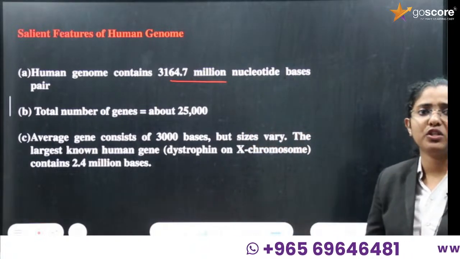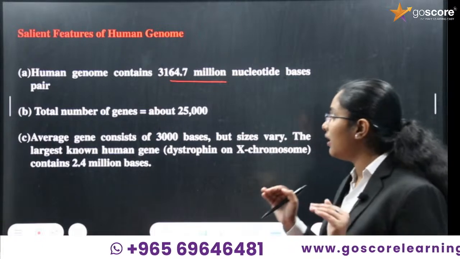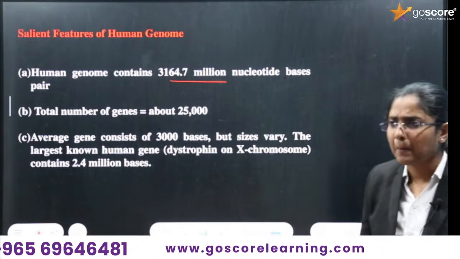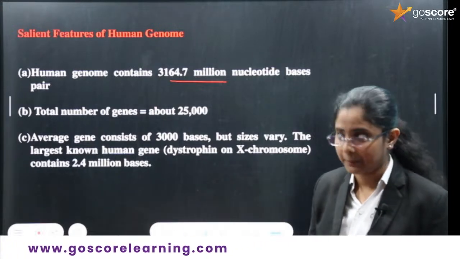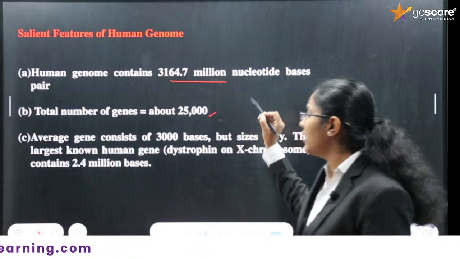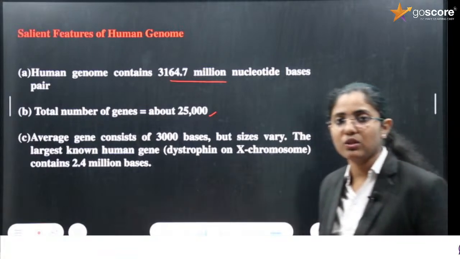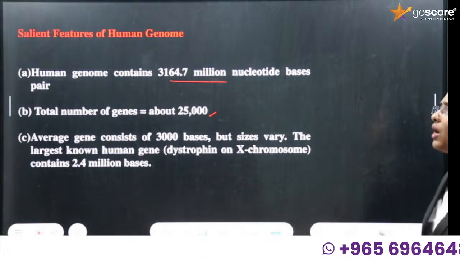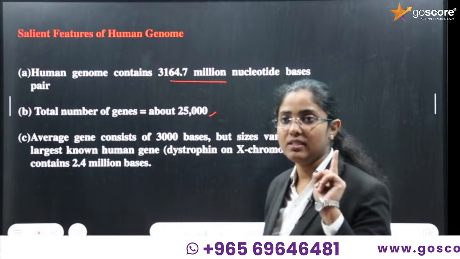So once the Human Genome Project was done, we identified the different base pairs present inside the complete, entire DNA of a human being. Then, the total number of genes present. See, the goal was also to identify the genes, not only the base pairs. So the total number of genes was about 25,000. Okay, how many genes did you understand?